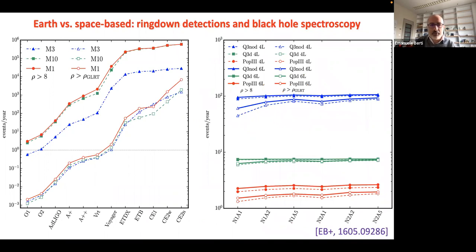And this is the result for LISA. Let me explain. What you see here with the solid symbols are how many detectable events you're going to have every year. These, of course, are based on some astrophysical models that I will not discuss. And the empty symbols show you how often you will be able to detect more than one mode and therefore do tests of general relativity. And the number of events is much smaller because you need to see more than one mode.